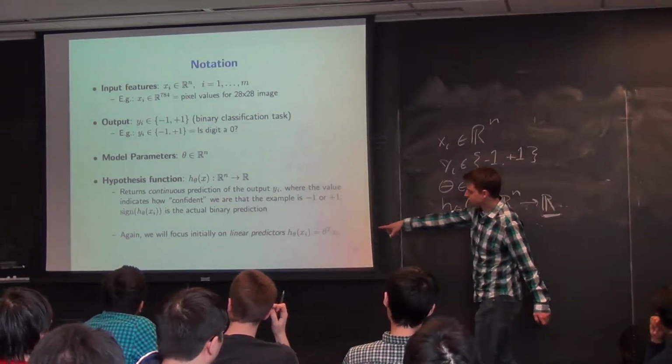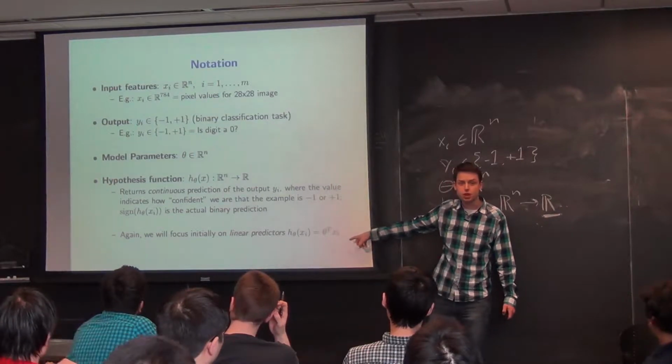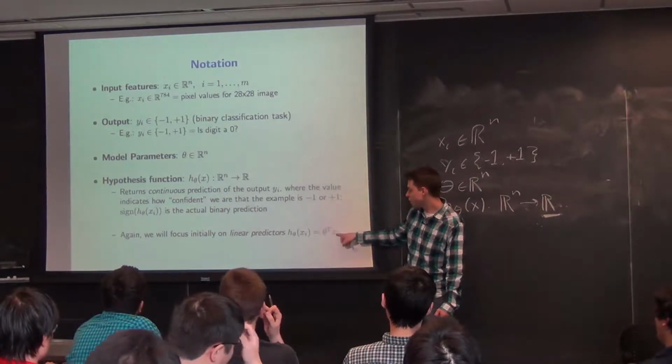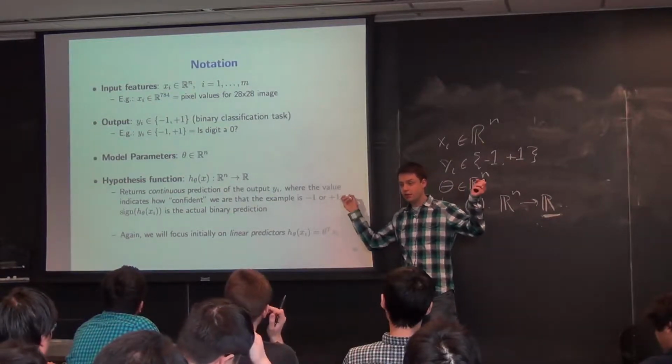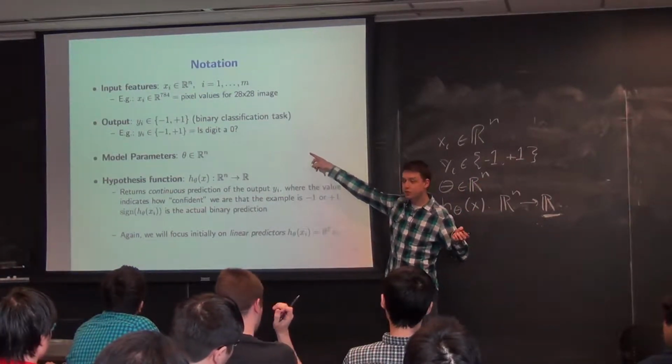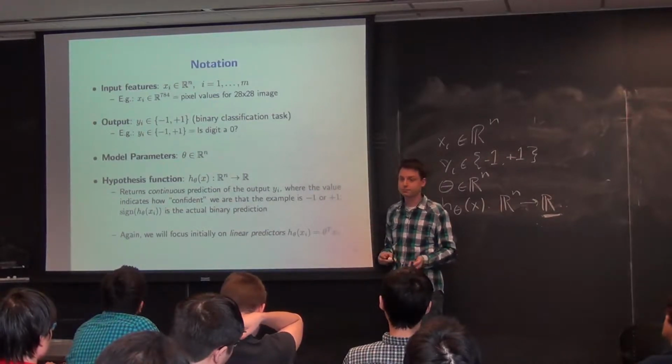And again, we're going to focus mainly on linear hypothesis classes here. So our hypothesis is theta transpose times x, just the inner product of these two things. If that number is positive, it means we think the label is positive. If it's negative, we think it's negative. Okay?